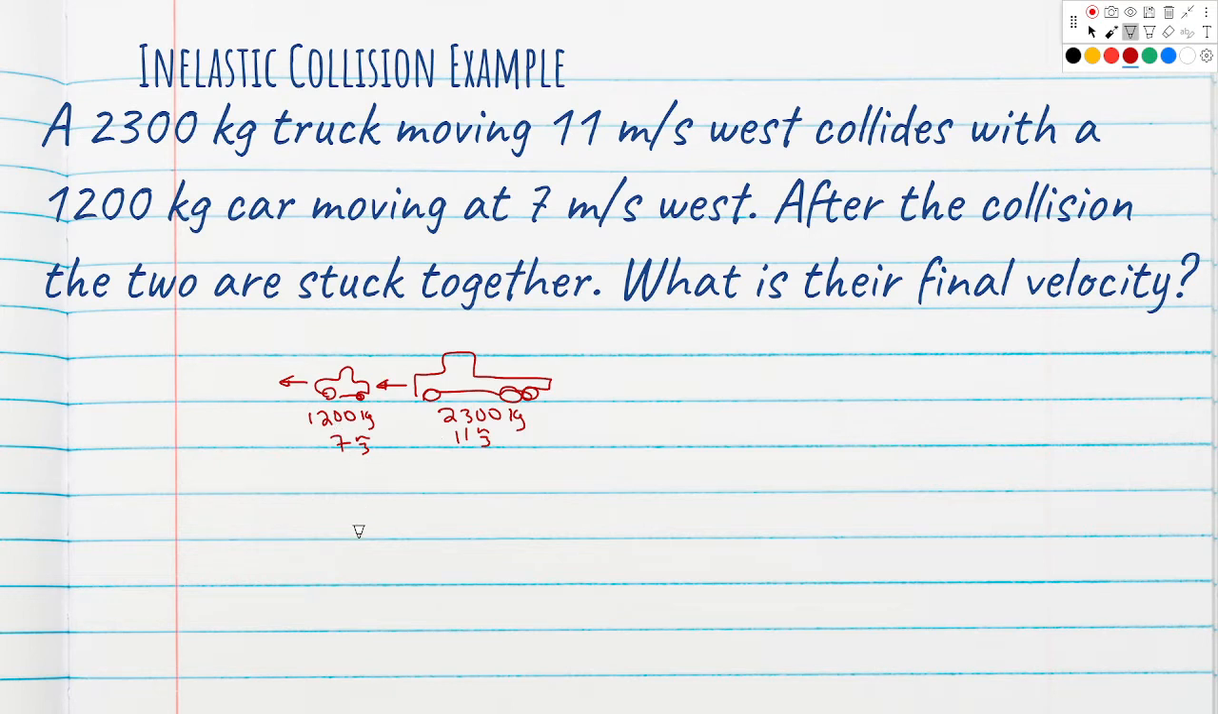Whatever's going on, there's a pile of junk here where the truck and the car are now stuck together and going down the highway. We would like to know that speed, v prime. So because they're stuck together, I get to use the hit and stick formula, which is v prime equals m1 v1 plus m2 v2 divided by m1 plus m2.